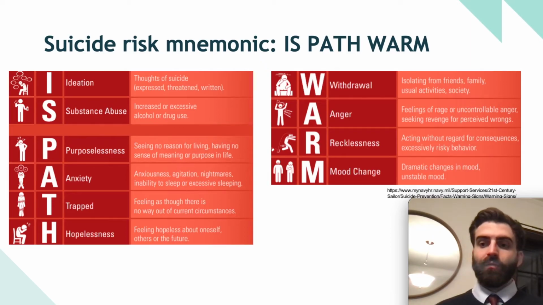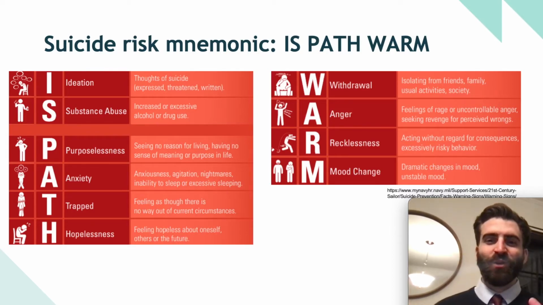So what you're really looking for is a combination of a bunch of risk factors or just certain situations that make your intuition want to ask more questions about suicidality. There's a mnemonic to remember some of the risk factors, and it is PATH WARM. So, PATH: ideation, substance abuse, purposelessness, anxiety, feeling trapped, feeling hopeless, and then WARM: withdrawal, anger, restlessness, mood change.